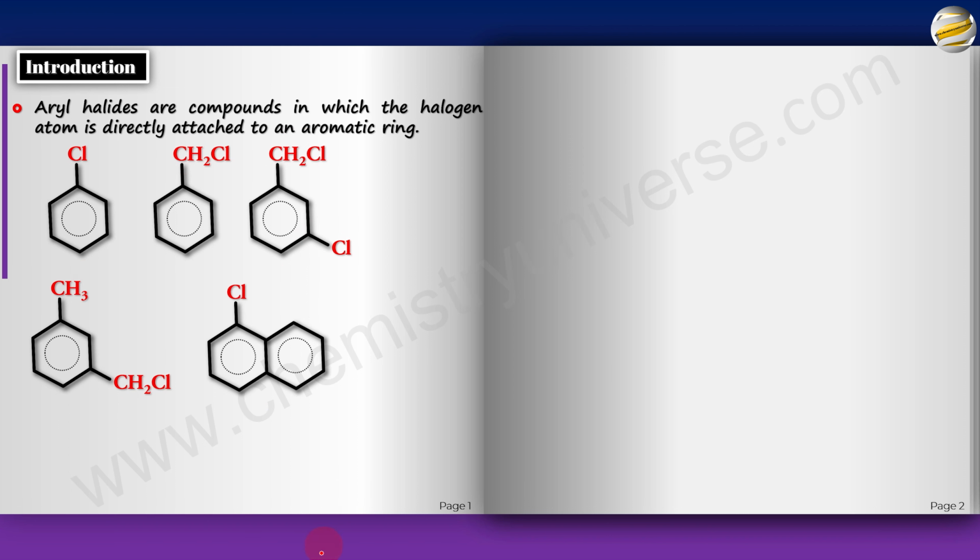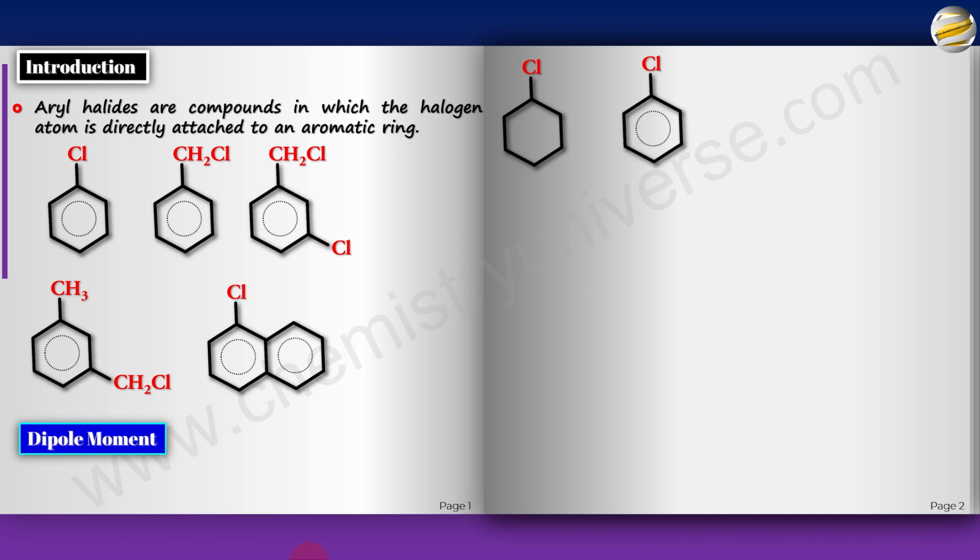Now, before we proceed, we need to understand something about aryl halide specifically, and that is the dipole moment. Say, for example, I give you 2 compounds. I give you chlorocyclohexane and I give you chlorobenzene. Now, I want you to pause the video and think about which one will have a greater dipole moment and why. So, pause the video now.